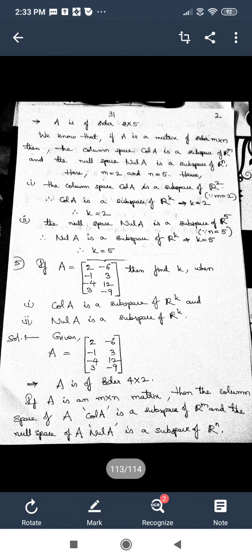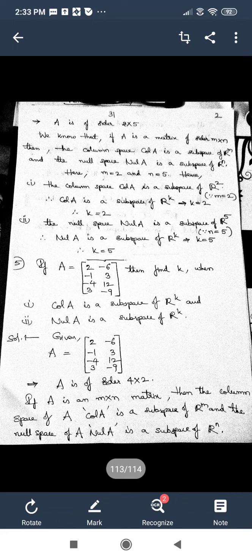So the 5 columns denote that the value of n is 5, and hence we can say that the null space null A is a subspace of Rn, and as here n is equal to 5, the null space is a subspace of R5. To give the answer as given in the problem, we should write one more step, where instead of n they have given k. So let us see how to write the solution to the second bit.